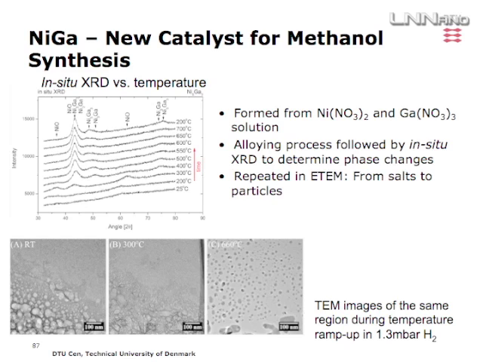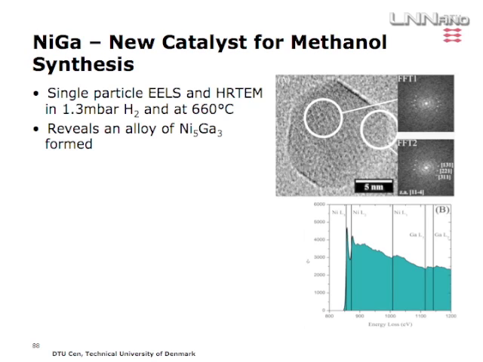So here you have room temperature, 300 degrees C. This is just the salts, the nitrates I think, of nickel and gallium deposited onto a grid, and as you heat it up, you form nice particles. Again, to make sure we knew what we had, we did high resolution imaging of these. We got the FFTs, and we could confirm that this was a nickel 5 gallium 3 phase, and we got the same result from the EELS spectrum of the particles.